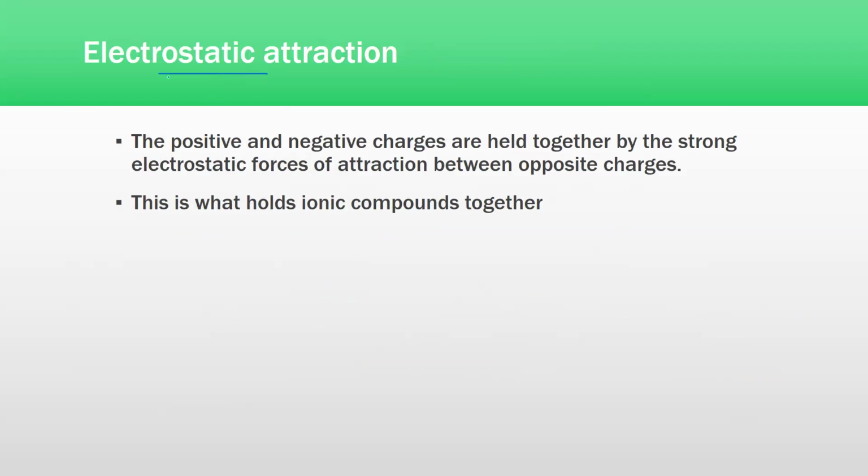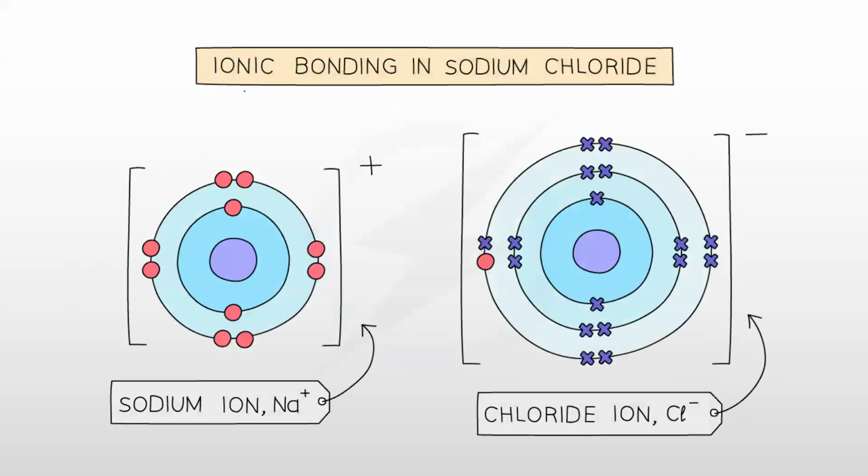Now, what is electrostatic attraction? The positive and negative charges are held together by strong electrostatic forces of attraction between the opposite charges. This is what holds the ionic compounds together. For example, if you look at the ionic bonding in sodium chloride, sodium has lost one electron, has a +1 charge. Chlorine has gained that electron. Now, what has happened? The electron that sodium lost is gained by whom? Chlorine. Look at this.